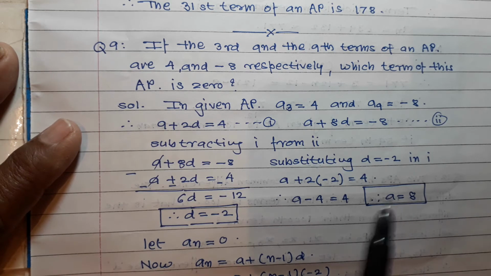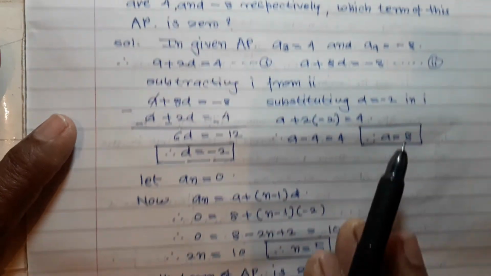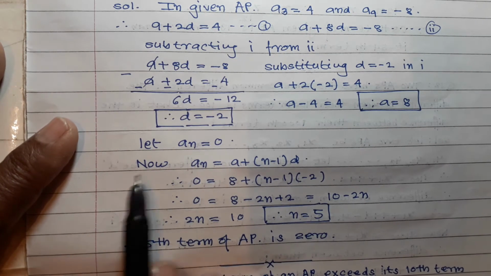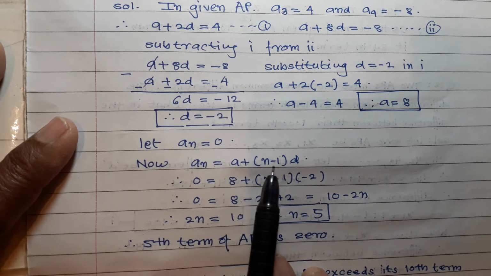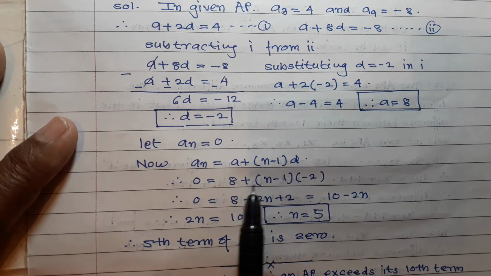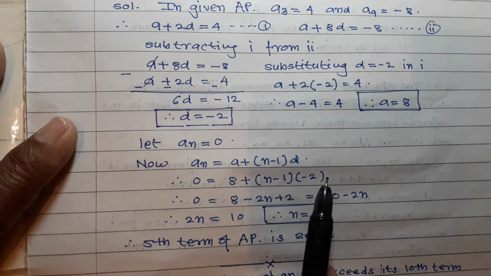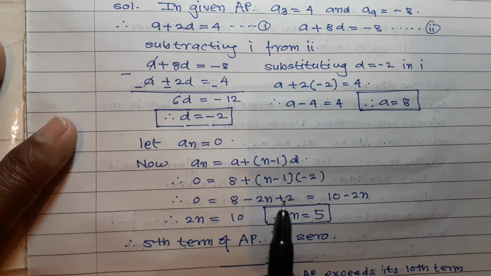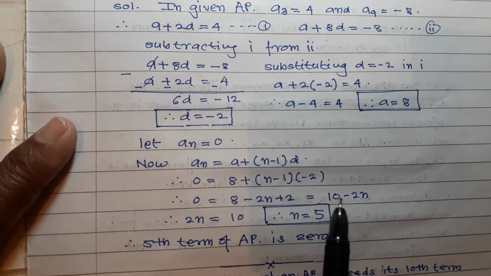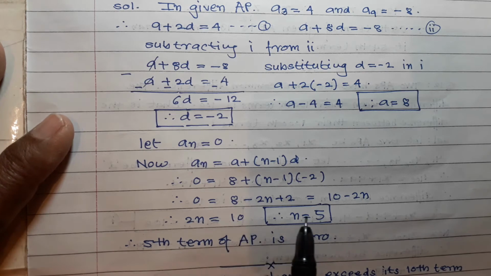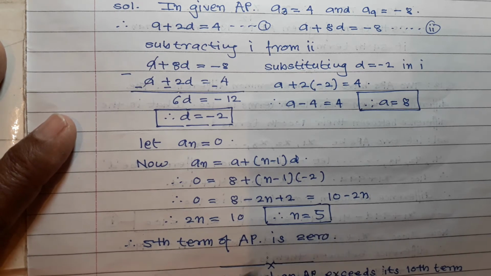Now you know A and you know D. Let AN be equal to 0. Now AN is equal to A plus n minus 1 into D, and therefore 0 is equal to 8 plus n minus 1 into minus 2, and therefore 0 is equal to 8 minus 2n plus 2, which is equal to 10 minus 2n, and therefore 2n is equal to 10 and n is equal to 5. So the fifth term of the AP is 0.